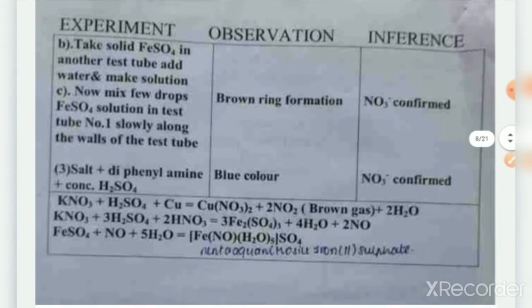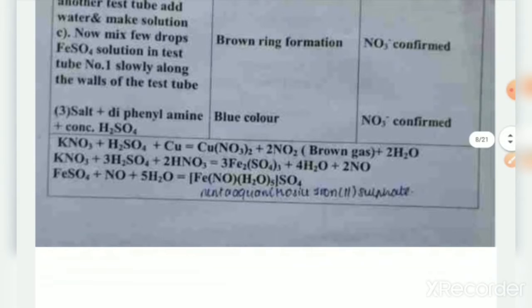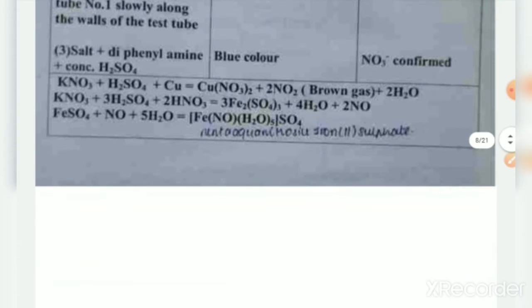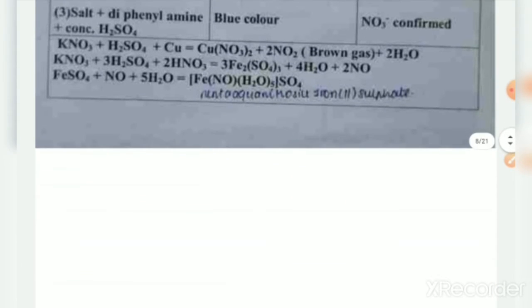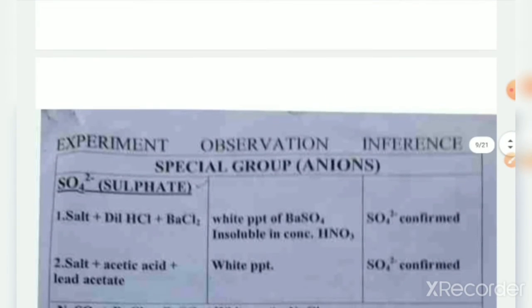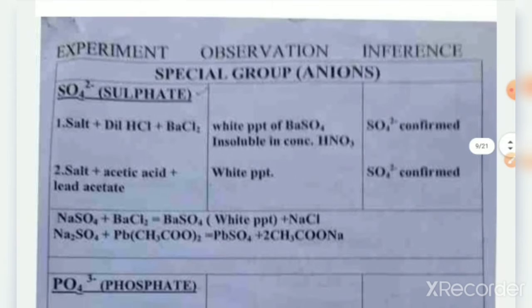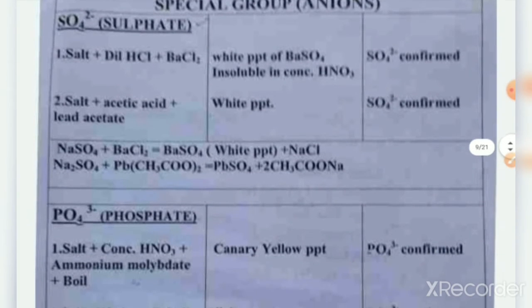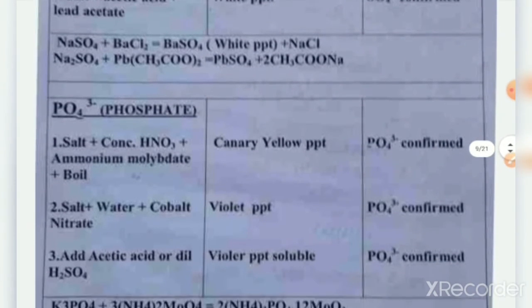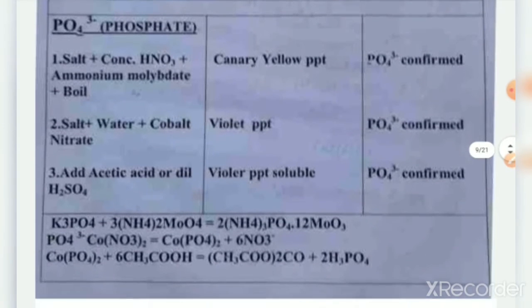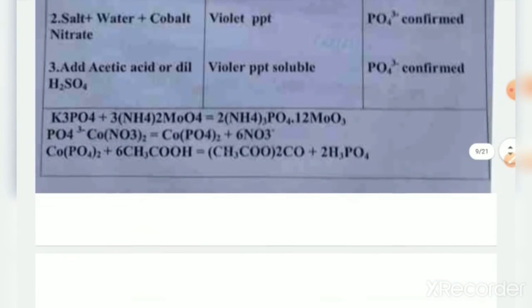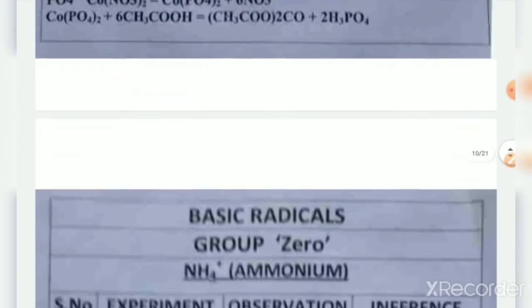And after that see here the next, this is a confirming test of the NO3 ion, means nitrate ion. And now see here, the special test is for the sulfate ion. Thereafter the interfering radical, the phosphate ion, and after the phosphate ion you see here the basic radicals.